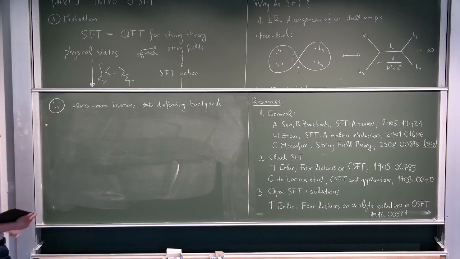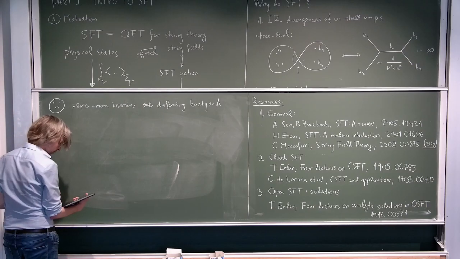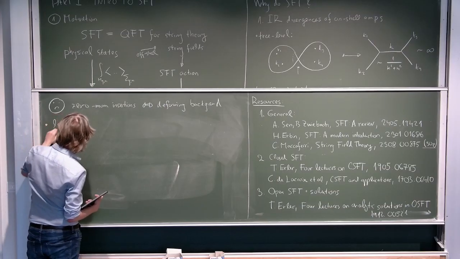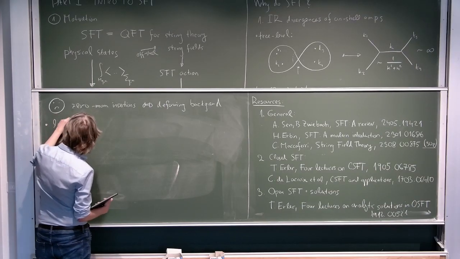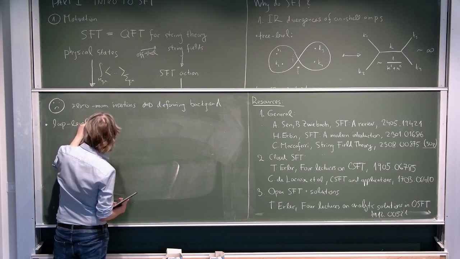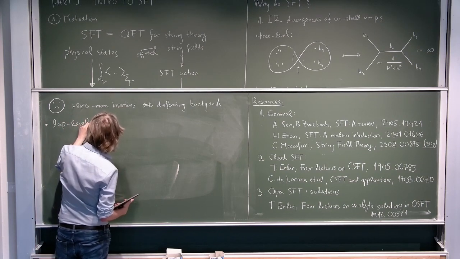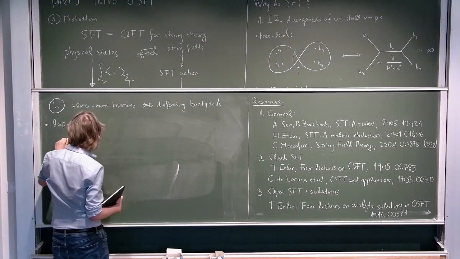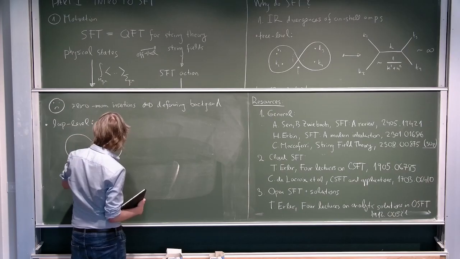So this was an example of an IR divergence which you would have obtained in the usual worldsheet approach even at tree level. But then, when we go to the loop level, the situation gets even worse. So there, you'll see that we can get IR divergences even at generic momentum. So for that, let me draw the following Riemann surface.